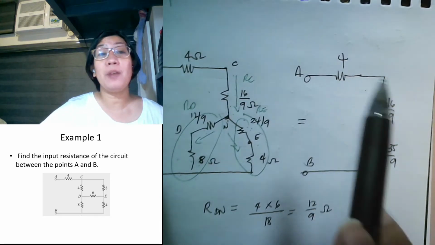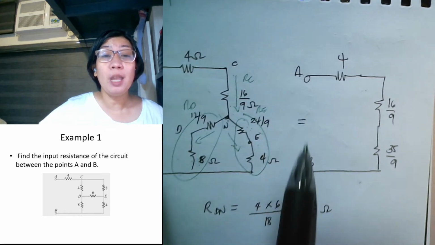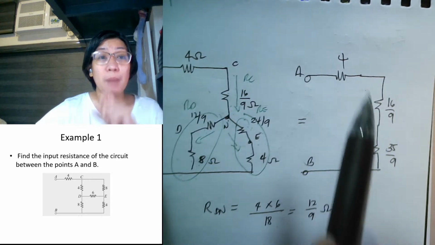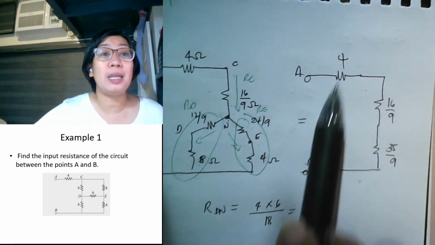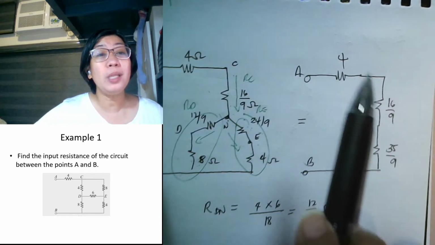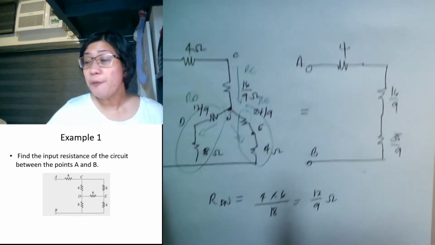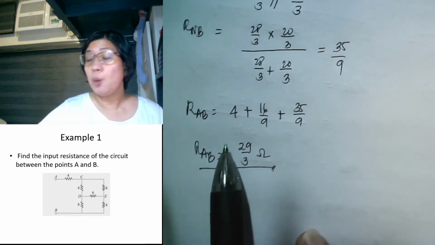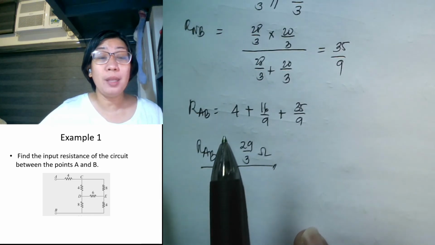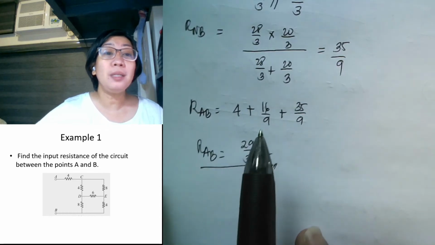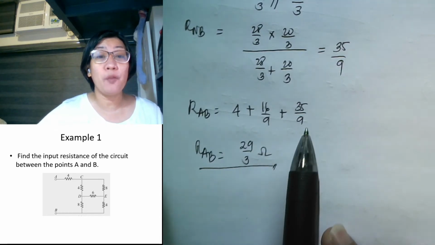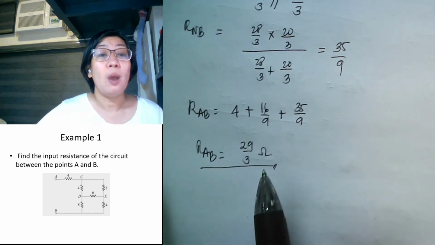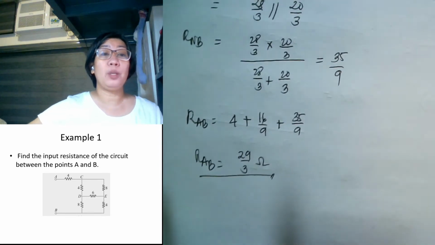So this is very simple. From point A to B, as you can see, the same current will flow across them, so this makes them simply a series circuit. We simply add them. The equivalent resistance across points A and B is equal to 4 plus 16 over 9 plus 35 over 9. That will give us a total resistance of 29 over 3 ohms. So that is how we solve for that.